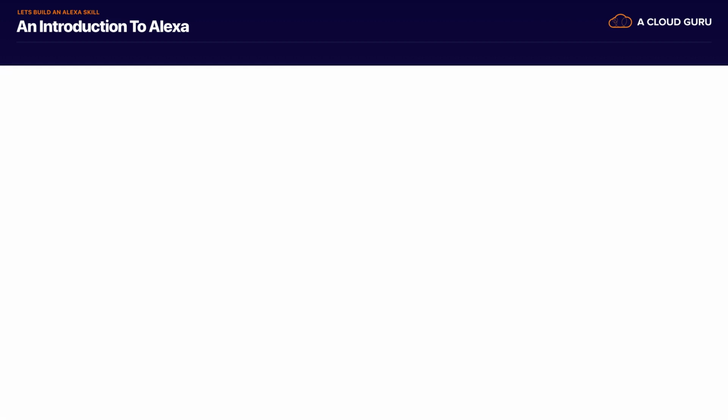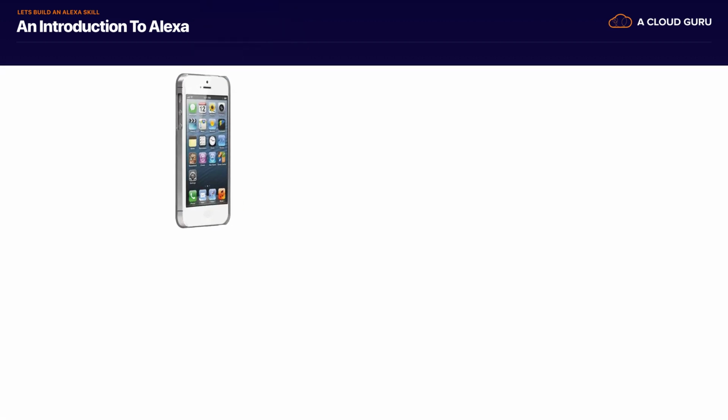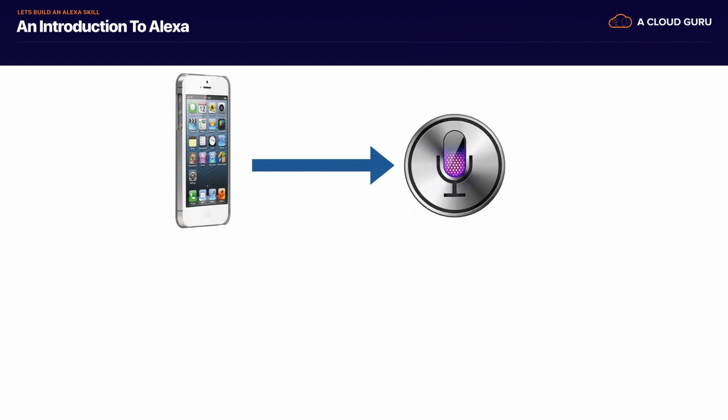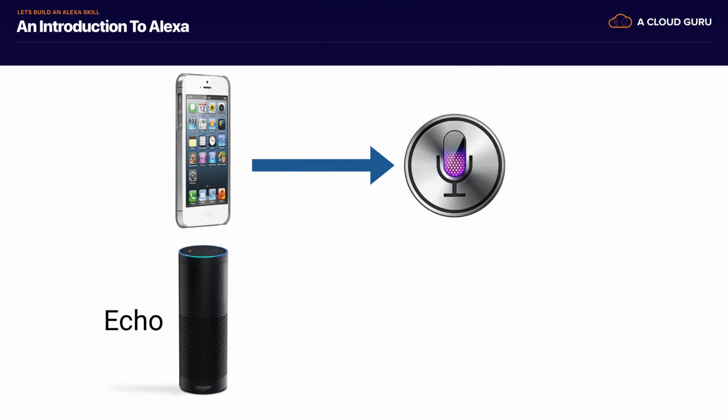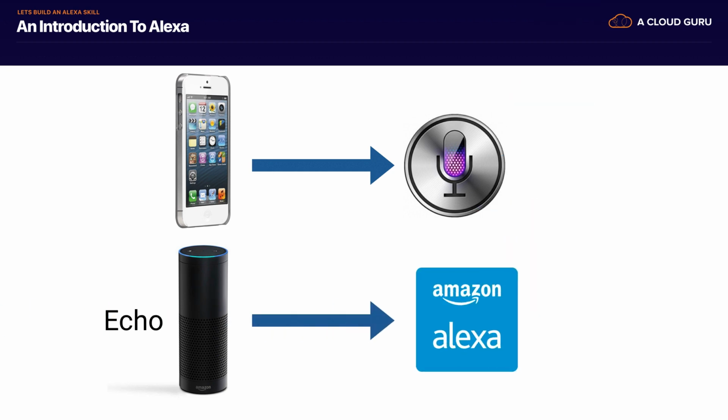If you know iPhones, you'll realize that the voice service on there is called Siri. So you've got your iPhone, which is the physical device, and when you talk to your iPhone, you're talking to Siri. Likewise, Alexa is the voice service for the Amazon Echo. So the Echo is the hardware, and then you're talking to the Amazon Alexa service. It's very similar in terms of how it works.